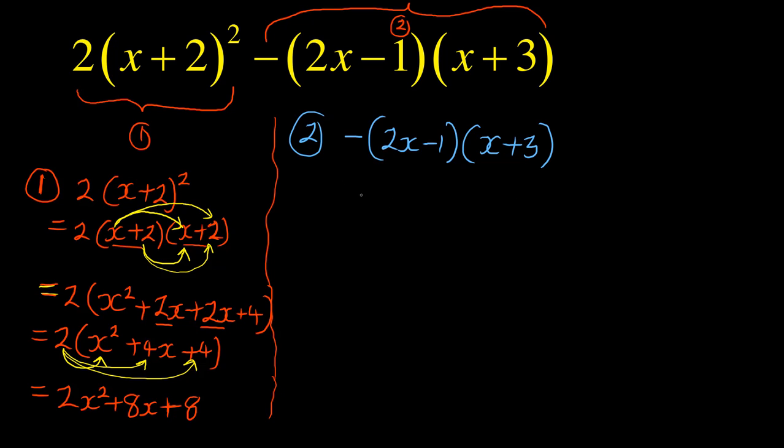Again, you do what we did in the previous one. You maintain your negative, and for now you leave it as a bracket like that, because the negative is very important. Let the 2x multiply that, and let the 2x multiply that. Again, let the minus 1 multiply that, and let the minus 1 multiply that. So what are we going to get?